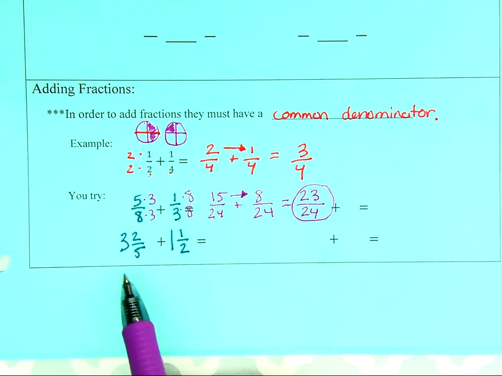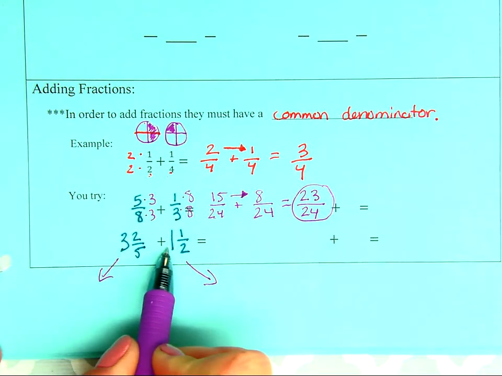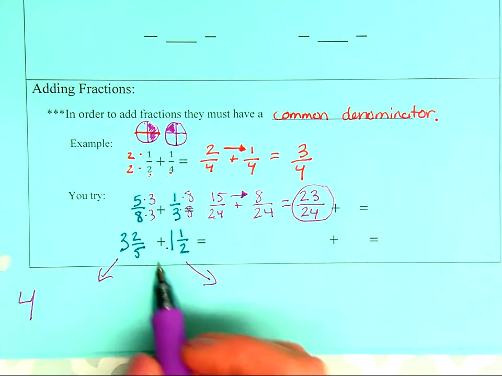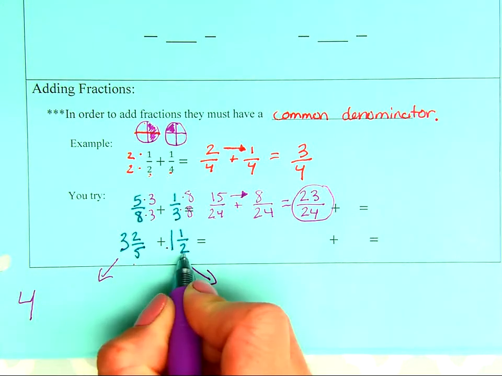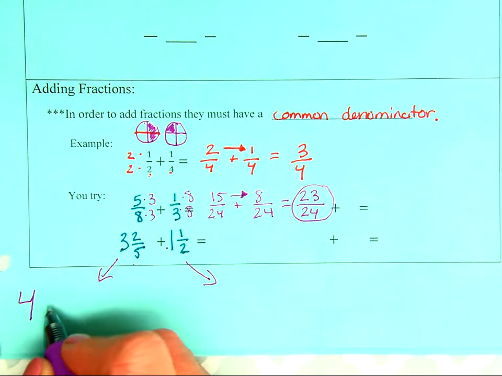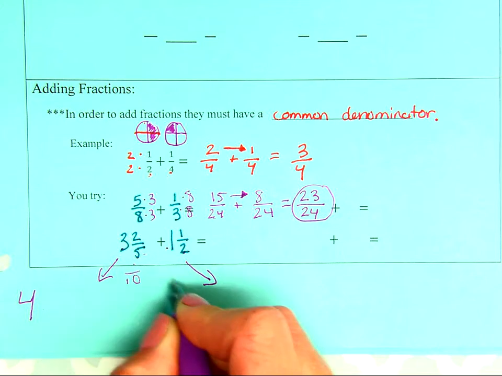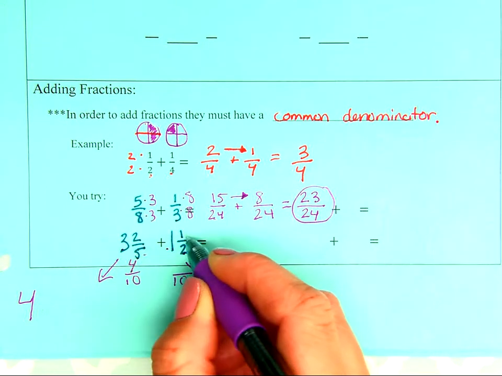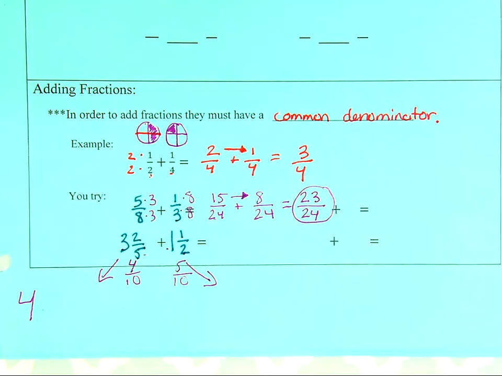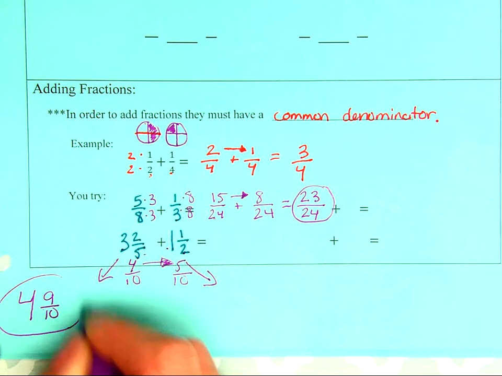Okay, with this second one, there's actually 2 different ways to think about this problem. So I'm going to show you both. So one is I can add just the whole numbers, 3 plus 1, that gives me 4, and then I'm going to think about changing these into my common denominators. So I would have 10 for each of those. So this becomes 4/10, and this becomes 5/10. So then I'm just adding the top of just the fraction part to get 4 and 9/10.